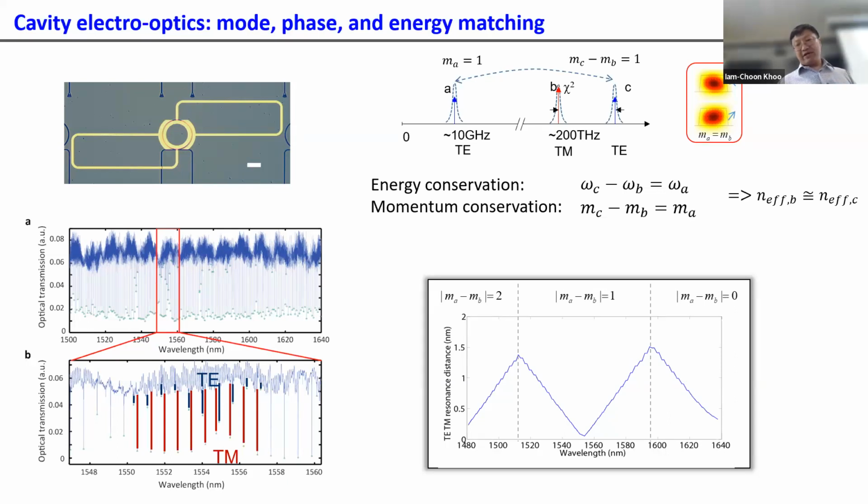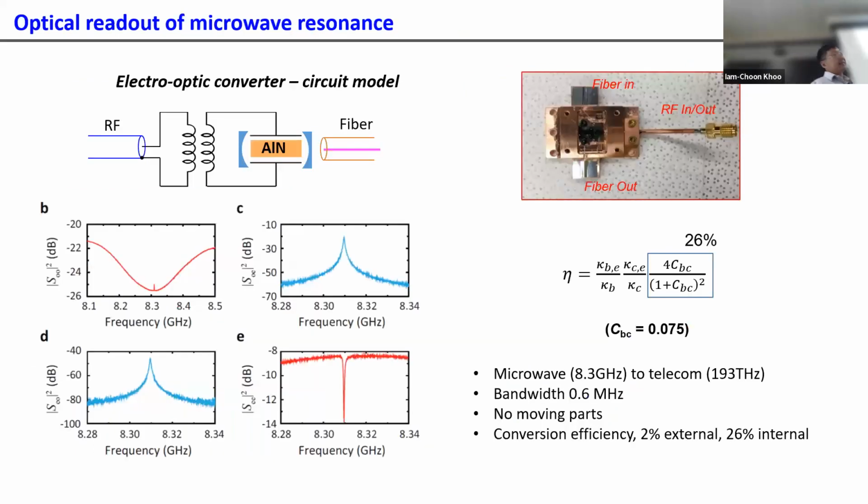There are a lot of details over here, and I'm going to skip that. The final packaged device looks like this. You've got a microwave connector, and a fiber going in. So microwave comes in and you actually get optical photons out through the fiber. You can do an asymmetric measurement; this is a two-port measurement, one microwave port and one optical port. You can do that matrix measurement and see the conversion efficiency.